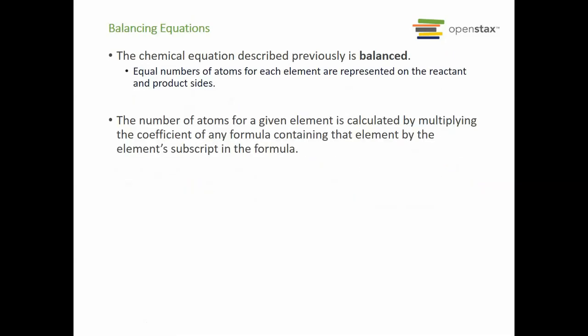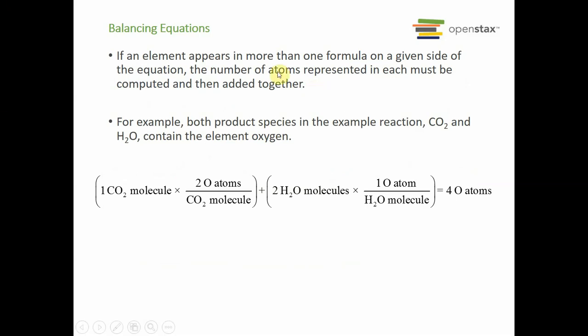All right, so the number of atoms for a given element is calculated by multiplying the coefficient of all the formulas that contain it by the element's subscript in the formula. If an element appears in more than one formula on a given side of the equation, the number of atoms represented in each must be computed and then added together.